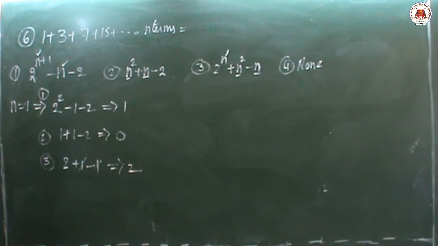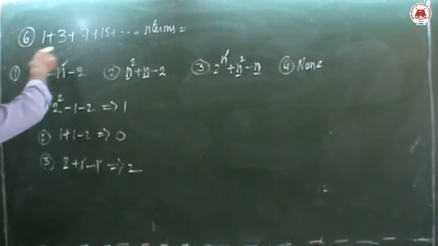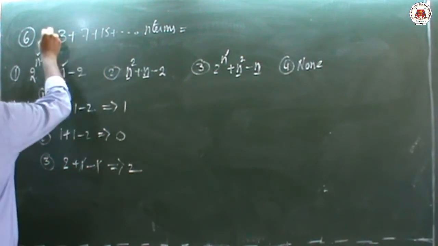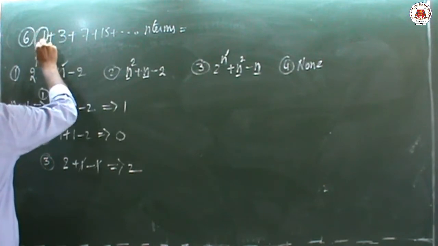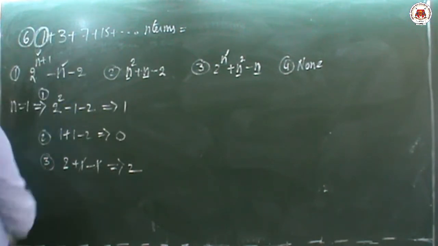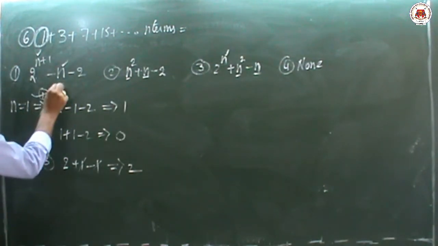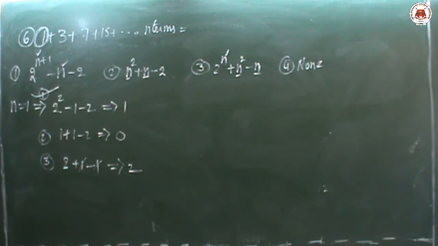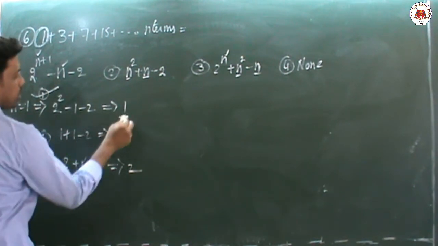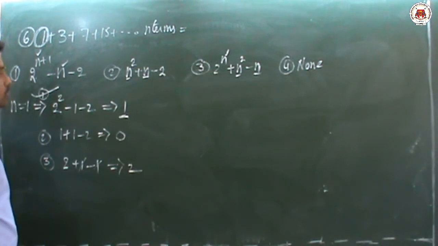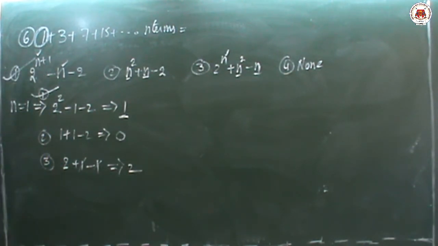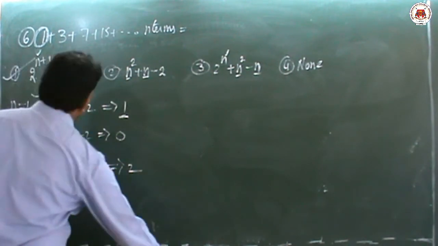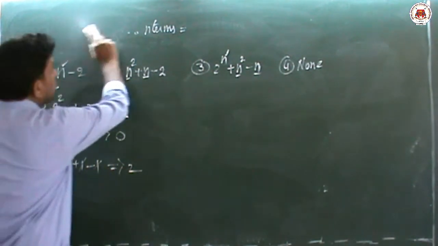Check out: n equal to 1 means the first term in this question. What is the first term here? The first term is 1, so I want the answer 1. The first one is the correct answer because its answer equals 1. The remaining two are not 1. So the first one is the correct option. I hope you people are understanding. Now we go to the next question.